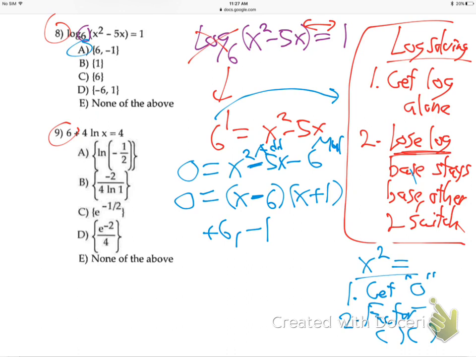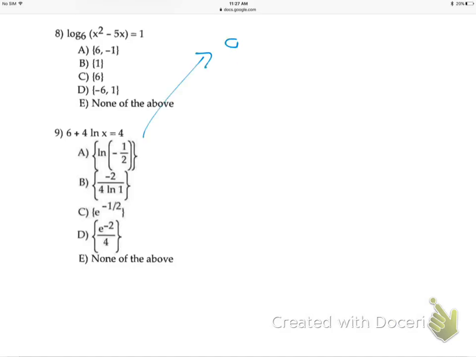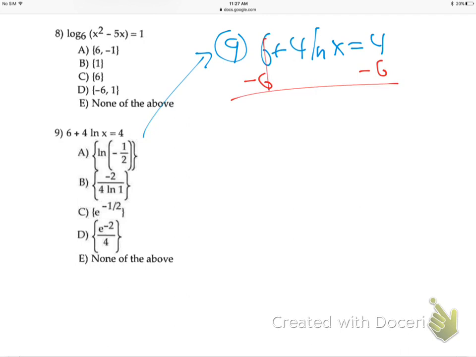Good on that. Now, number 9 is going to be a little more work because the log's not alone. We're going to have to do the step 1. Get the log alone stuff. So I'll flash over if you're okay with that. So to number 9. All right, so number 9 here. 6 plus 4 ln x is 4. So first get the log alone. So before you can do the cross off the log, base stays the base thing, you got to get it alone. So subtract that.